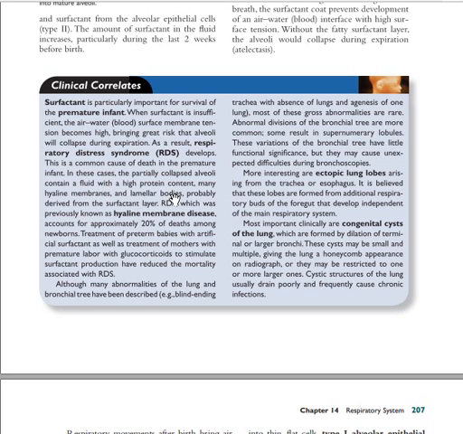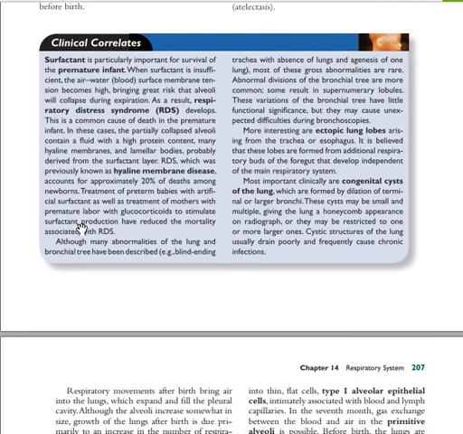Now, when the lung collapses, it produces hyaline membrane disease, and hyaline membrane disease is seen in both the adult form of acute respiratory distress syndrome and neonatal respiratory distress syndrome. So you're going to have hyaline membrane disease. This is a common cause of death in premature infants. In these cases, the partially collapsed alveoli contain fluids with high protein content. Many hyaline membranes are going to be produced, and lamellar bodies are going to be shown on histology sections.